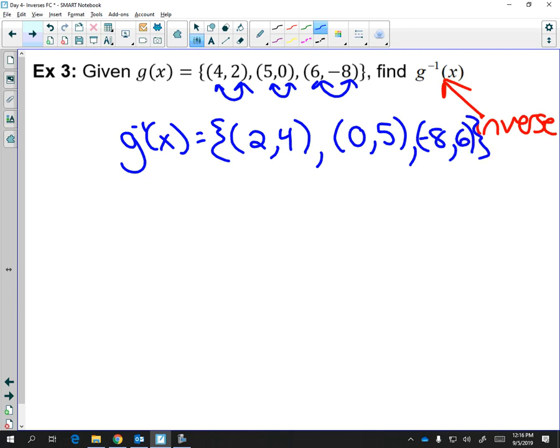And notice I didn't change the signs. I didn't make anything positive or negative. I took exactly what we started with and I just flip-flopped the x and y coordinates.